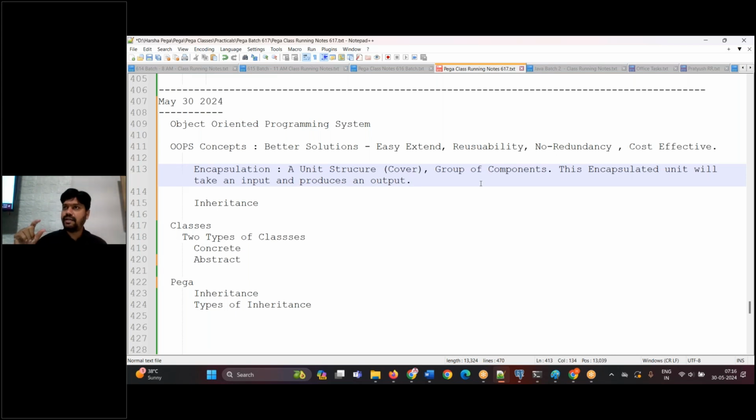Encapsulate, capsule, you know, right? A capsule will have so many chemical compositions. All the chemical compositions are kept inside one thing, which you call a capsule. That's called a tablet, medicine, whatever it is. That's called encapsulation. This encapsulated unit only will produce a proper and specific output result.